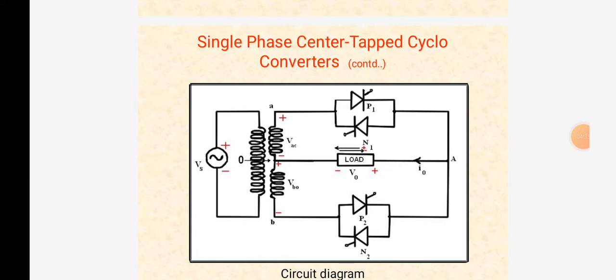Here is the single phase center tapped cycloconverter using a step up transformer. In this type, the secondary winding of the transformer is provided with center tappings. It consists of four thyristors. Two of these, P1 and P2, form the positive group, and the other two, N1 and N2, form the negative group. The load is connected between the secondary winding midpoint O and terminal A.